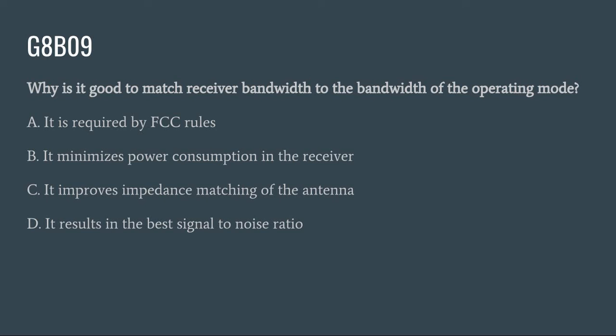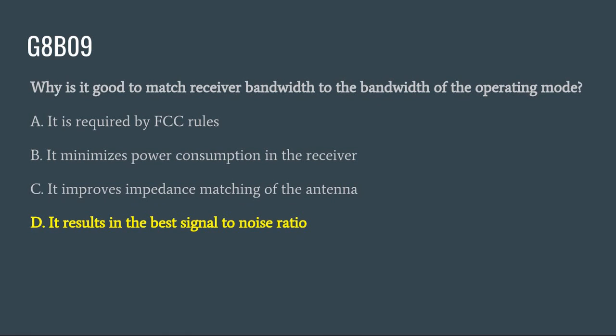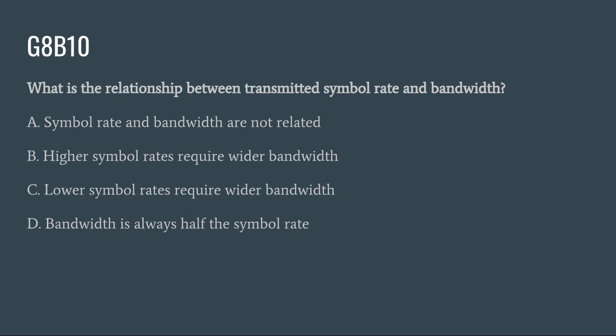G8B09. Why is it good to match receiver bandwidth to the bandwidth of the operating mode? A. It is required by FCC rules. B. It minimizes power consumption in the receiver. C. It improves impedance matching of the antenna. Or D. It results in the best signal-to-noise ratio. Correct answer D. It results in the best signal-to-noise ratio.